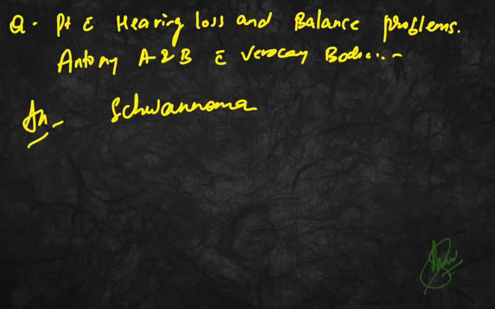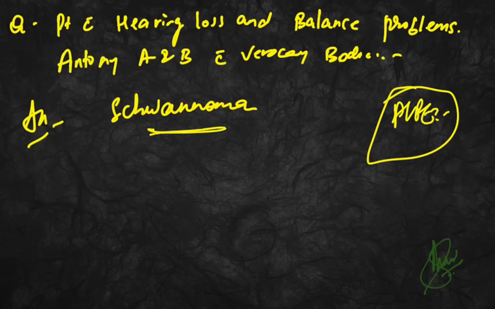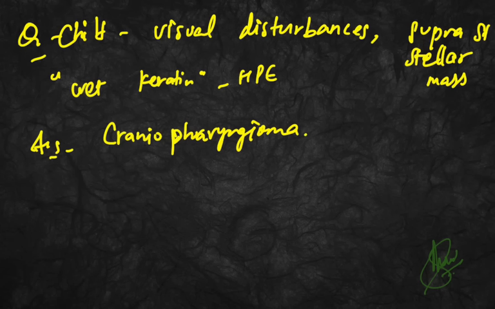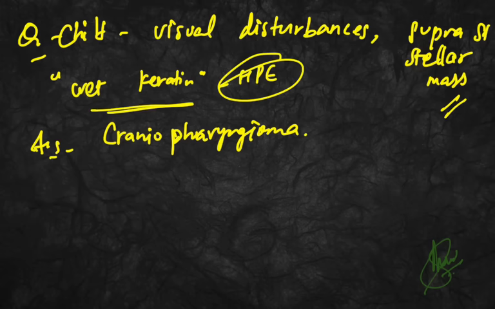Now patient with hearing loss and balance problems, Antoni A and B areas with Verocay bodies are present in a histopath image. So diagnosis is schwannoma. So child with visual disturbances and suprasellar mass with wet keratin on histopathology. Okay, this is characteristic feature of craniopharyngioma.